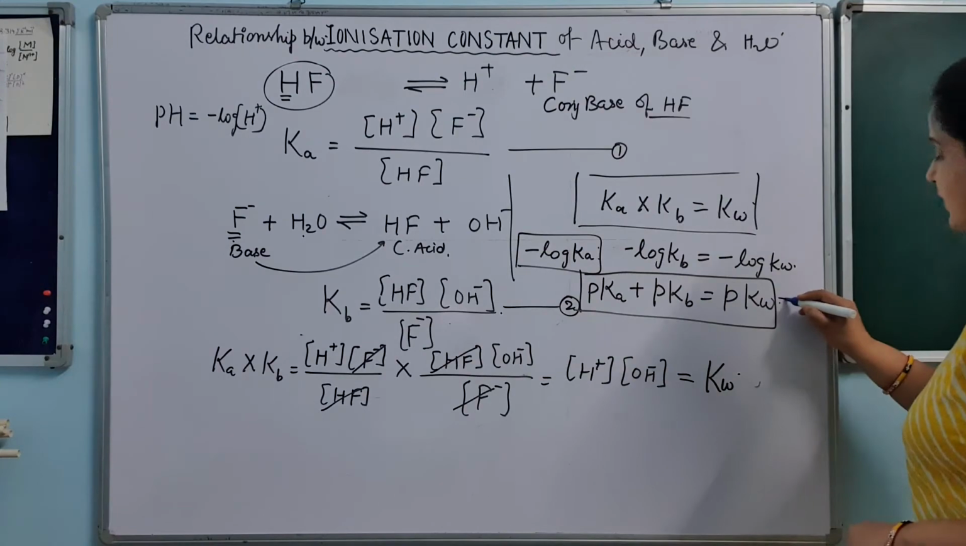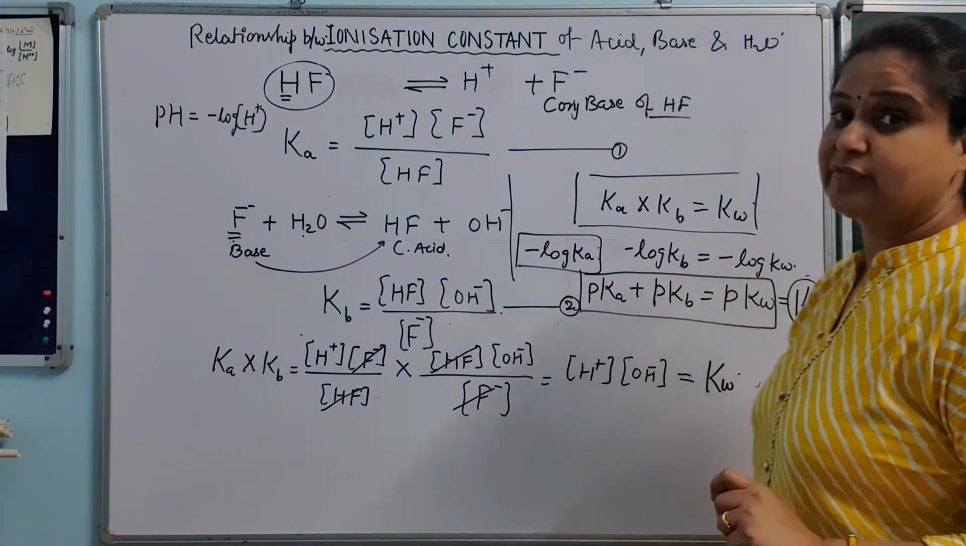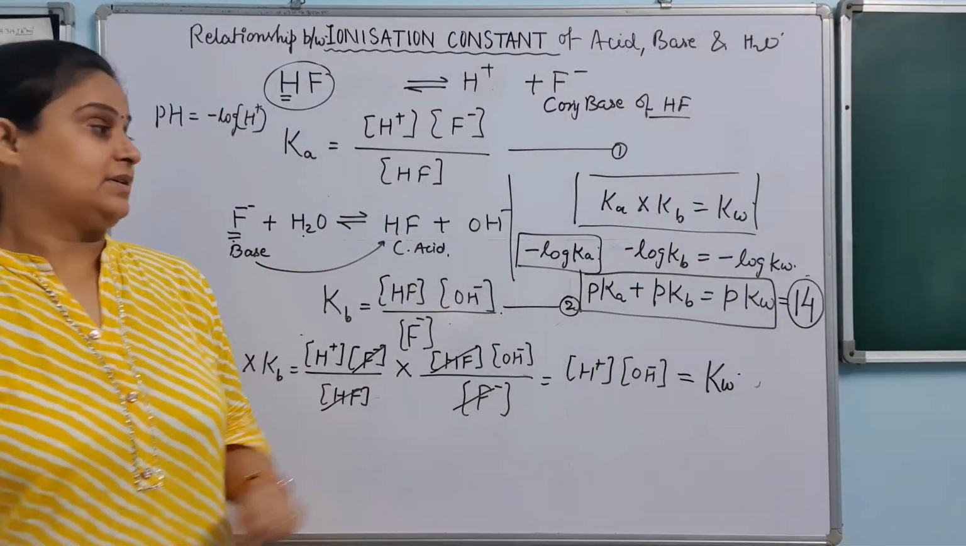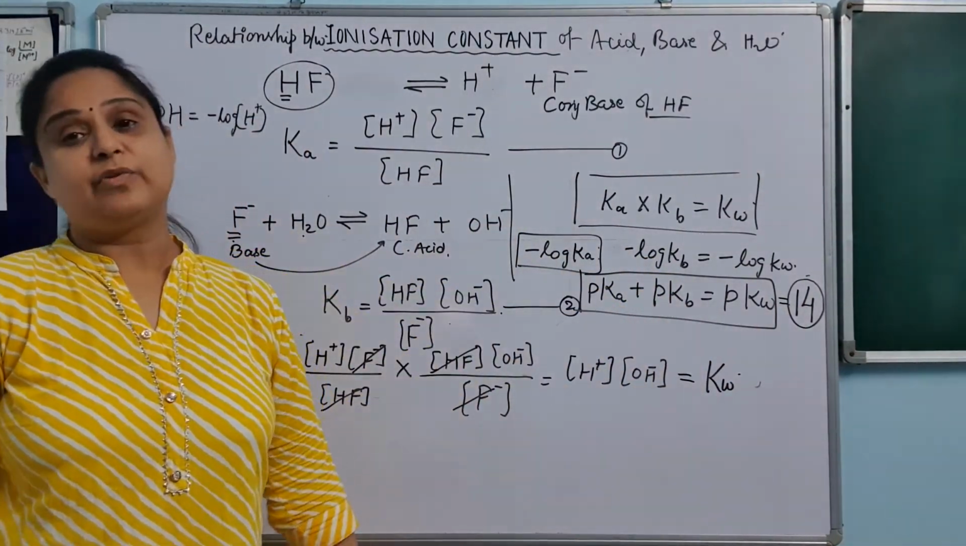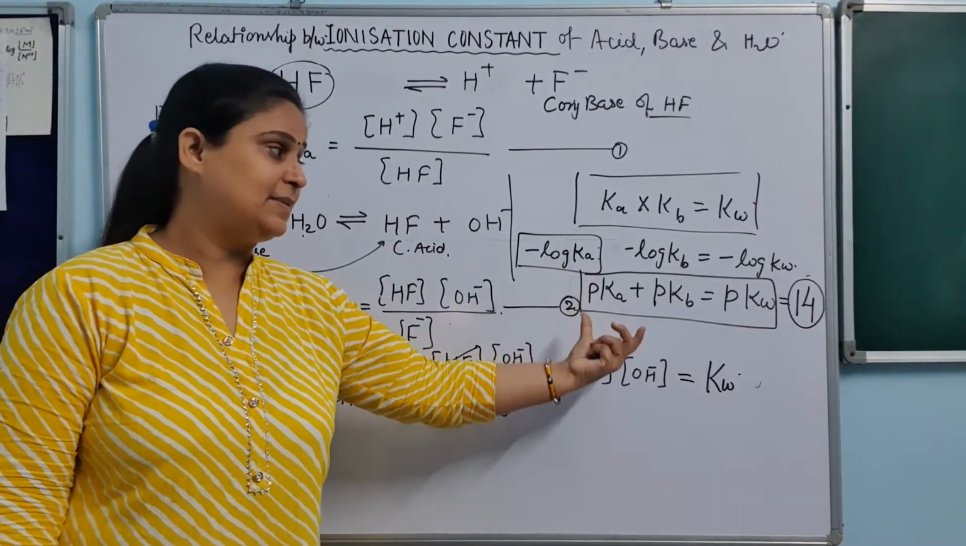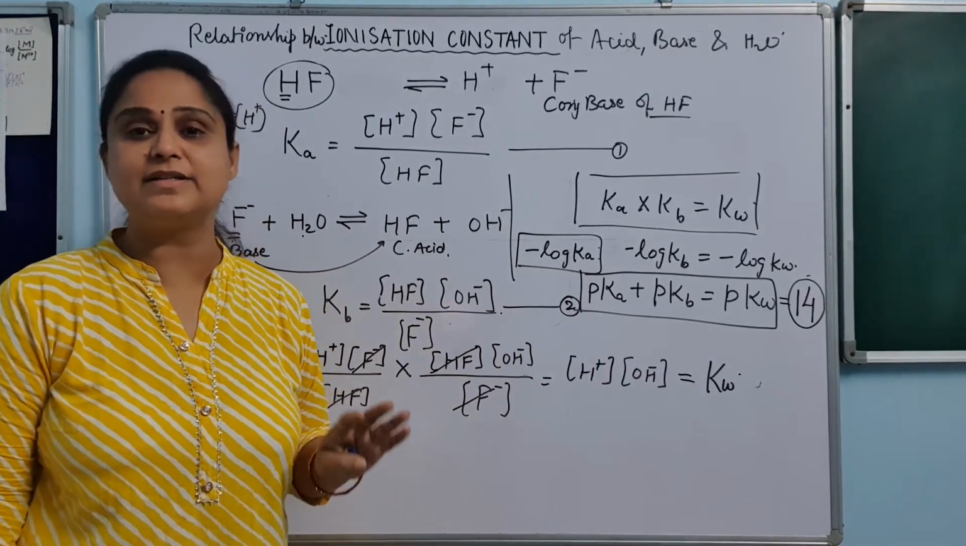pKw is always 14. This is a fixed value at the 25 degree Celsius. 25 degree Celsius पर pure water का pKw is 14. So I hope it is clear that pKa and pKb is equal to pKw, जो कि एक fixed value है, and what is that? It is 14.